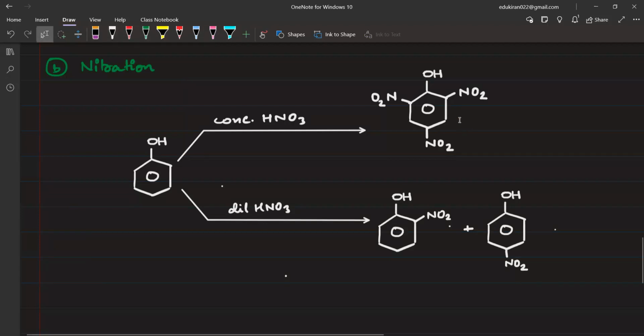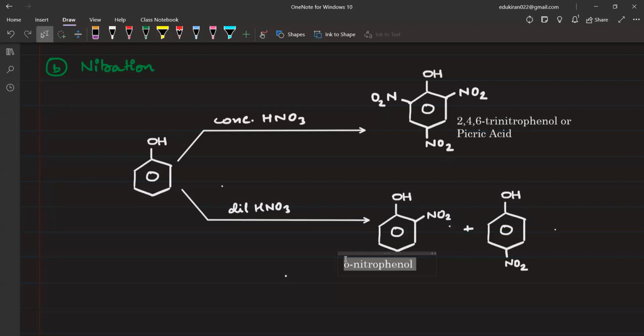Now, the name of this particular molecule is going to be 2,4,6-trinitrophenol, or its other name is picric acid. This is going to be O-nitrophenol, and this is going to be P-nitrophenol.